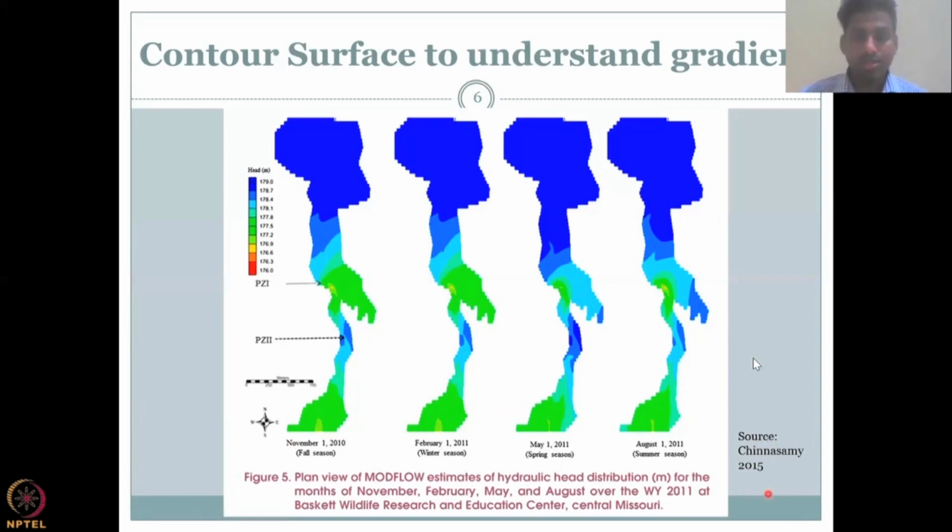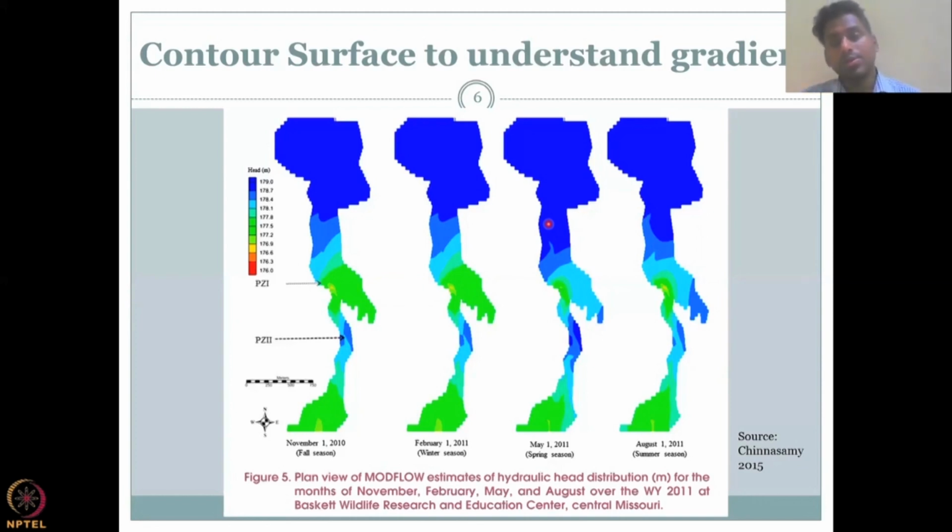Also, we could see that the amount of water that comes in is seasonally variant. So there is a fall season, winter season, and spring season. And this study was done by Chinnasamy in Missouri. So you could see how the groundwater changes between seasons can also be mapped and understood well using these contour lines or contour surface, mostly interpolated between the points.